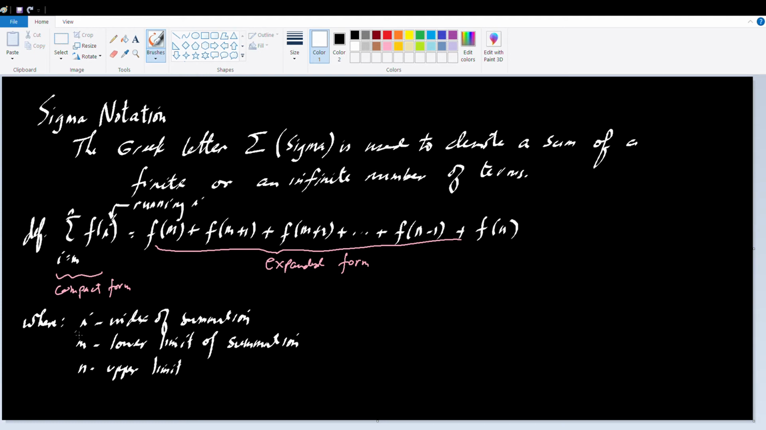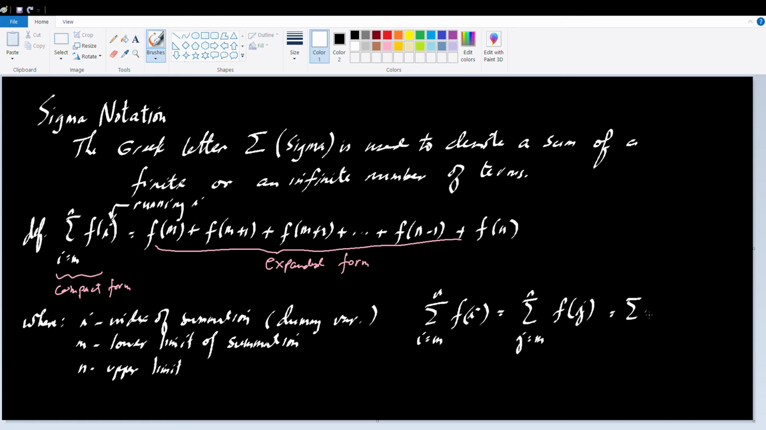Now, the index of summation i is sometimes referred to also as a dummy variable. Why? Because we can replace the index i by any other variable and it will not change the sum. So the sum of f of i from m to n can be written as the sum of f of j from m to n, or the summation of f of k from m to n. Replacing the index i by some other letter will not change the sum.